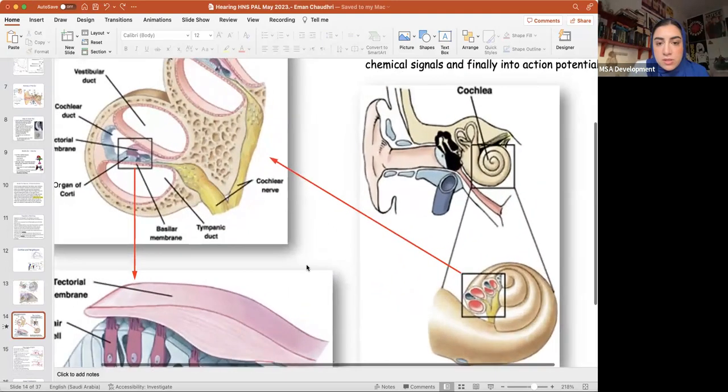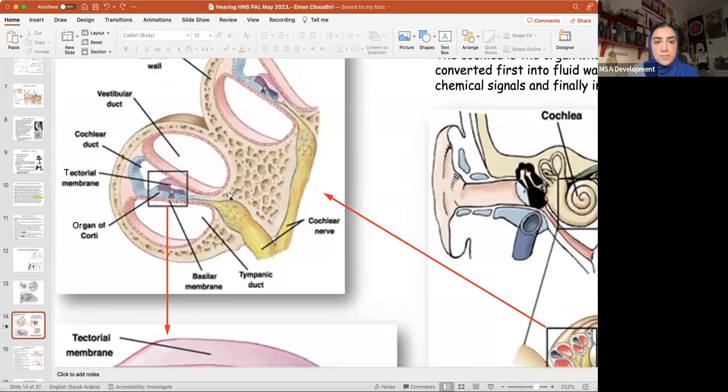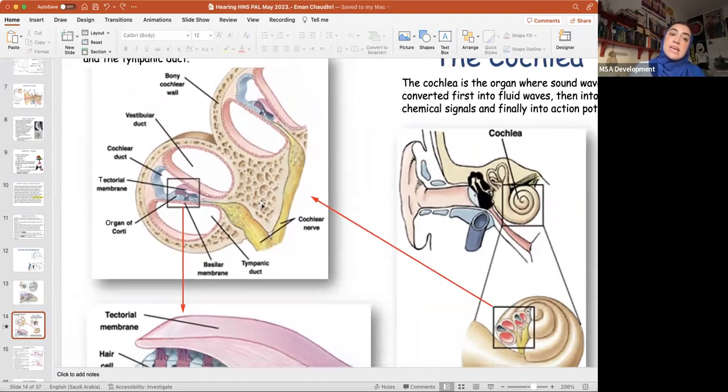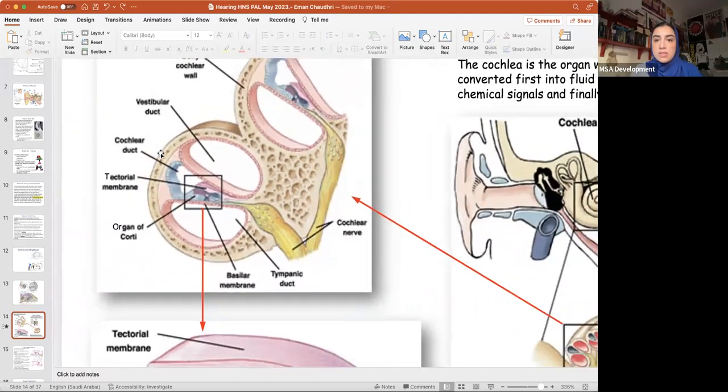Now, let's look at it at this angle because this is important for how the sound will travel. Over here, this is your scala vestibuli. Scala basically just means duct. Scala media, media you can think middle, and then scala tympani. Now, the perilymph moves in your scala vestibuli, or the vestibular duct of your cochlea. And when this happens, this vestibular membrane, also known as Reissner's membrane, is activated, and it will move the fluid into your scala media. Remember, it's all filled with fluid. And now let's see what happens.